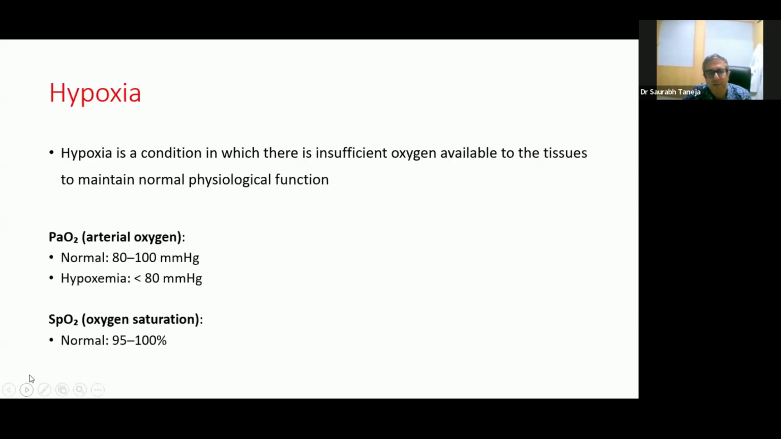So this patient was hypoxemic, and we'll be talking about hypoxia here. Hypoxia is a condition in which there is insufficient oxygen available to the tissues to maintain normal physiologic function. And when we say that, we should know what is the normal PaO2 or arterial oxygen. So normal is between 80 to 100, and hypoxemia we say when it is less than 80, and this is defined for room air. And normal saturation, when we measure our own saturation, is around 95 to 97 to 98% usually. Some of us may have 90 to 100%, but normal is 95 to 100%.